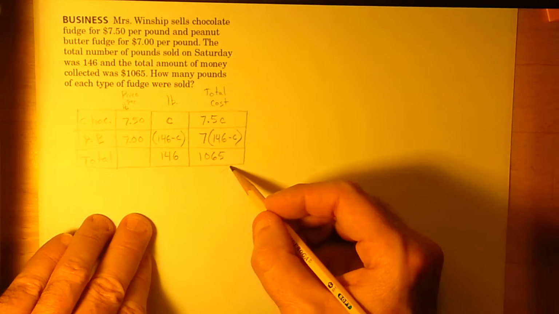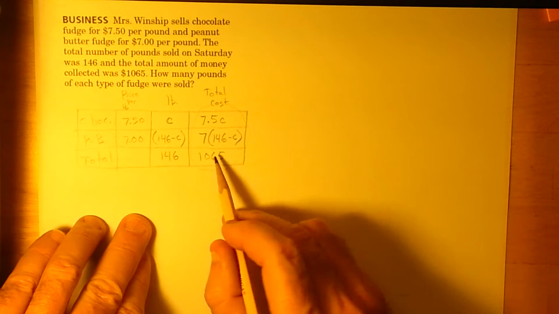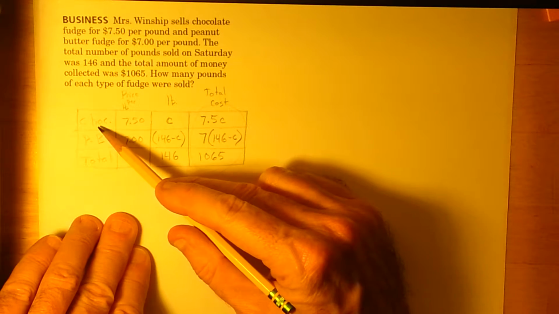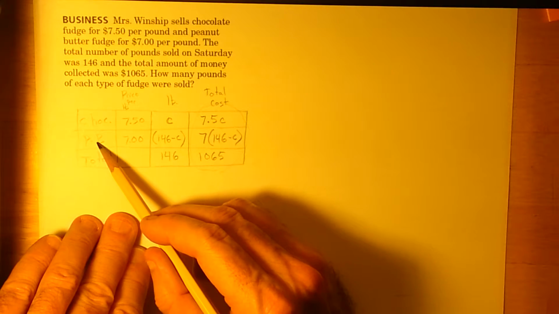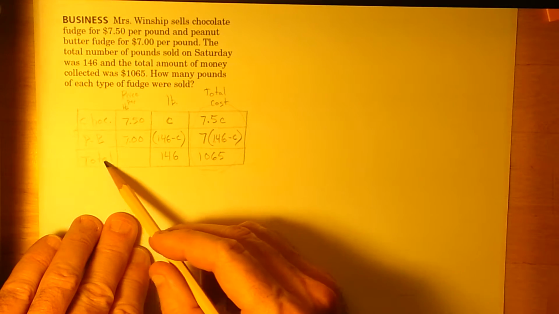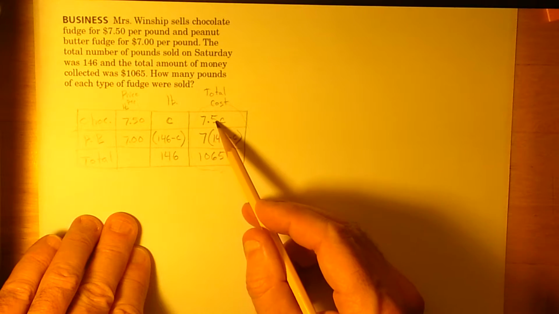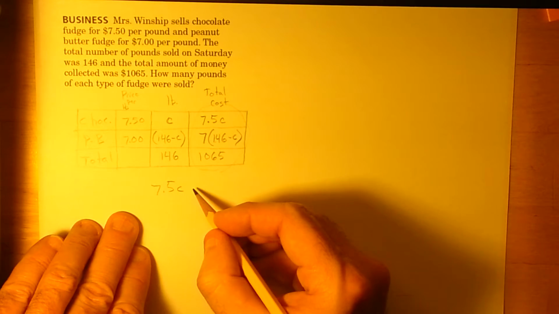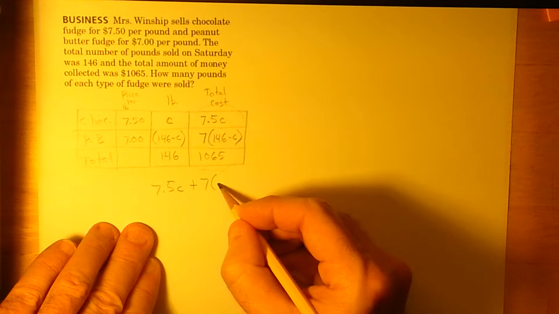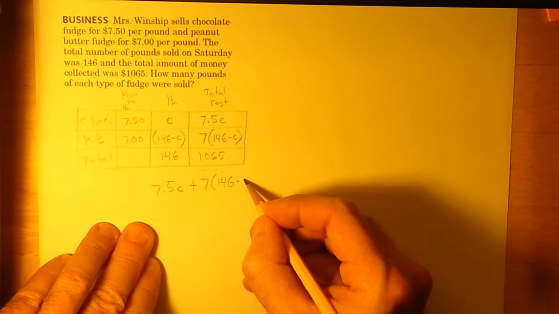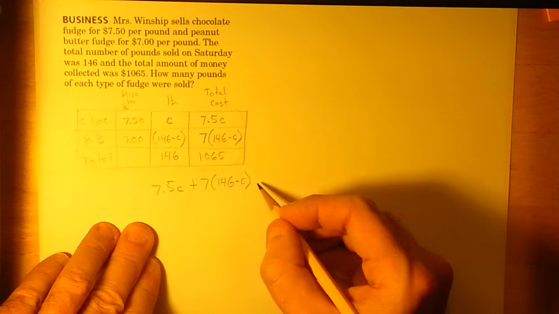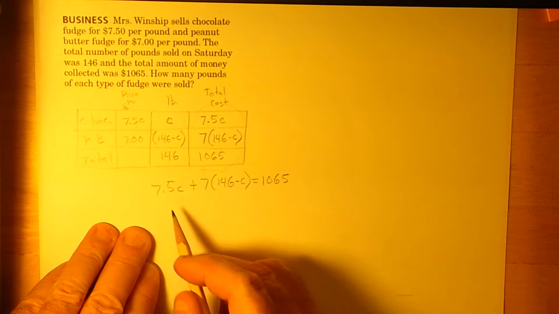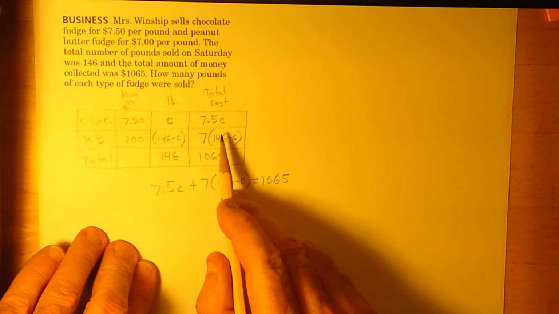Our eyes are going to focus over here on the total cost, and we're going to write an equation. The total cost of the chocolate plus the total cost of the peanut butter is going to equal the total amount. So we'll have 7.5C plus 7 times (146 minus C) equals $1,065. Now we're all set up, and we're just going to solve for C.